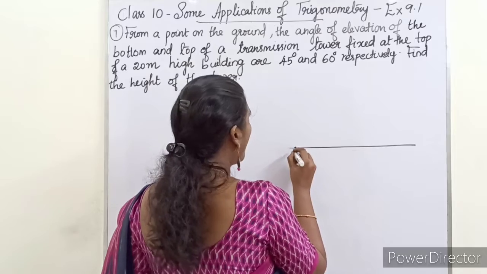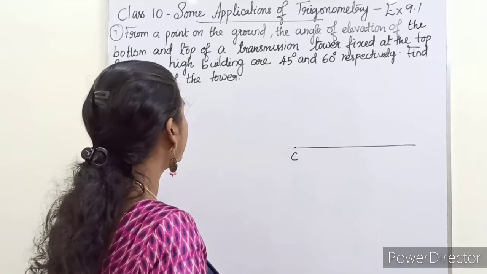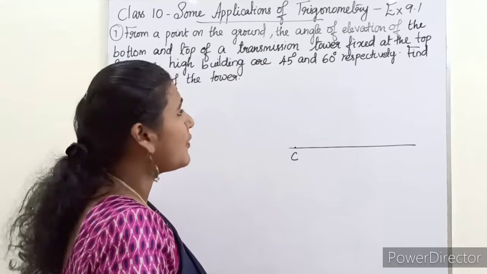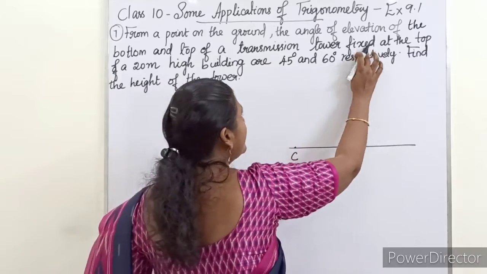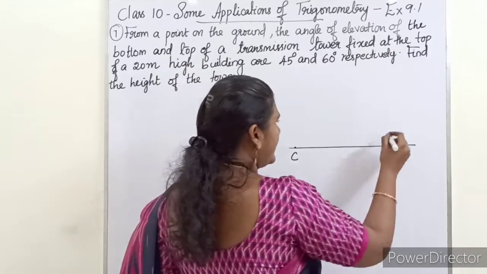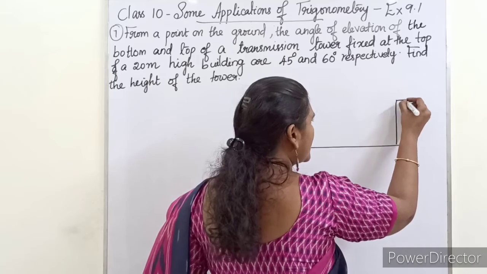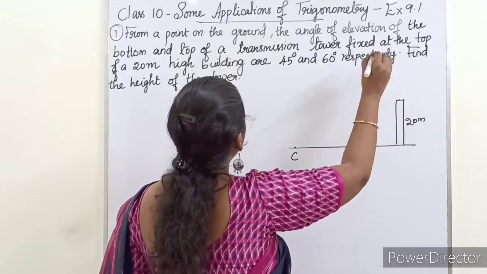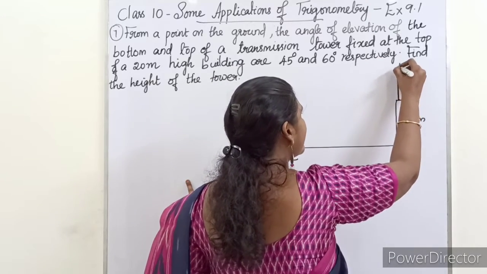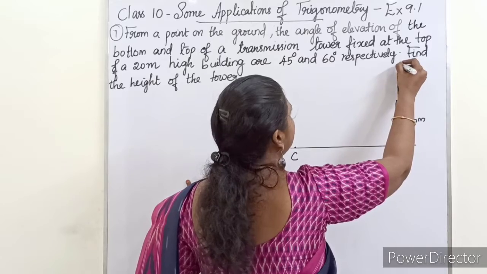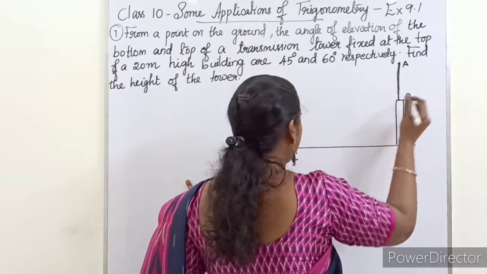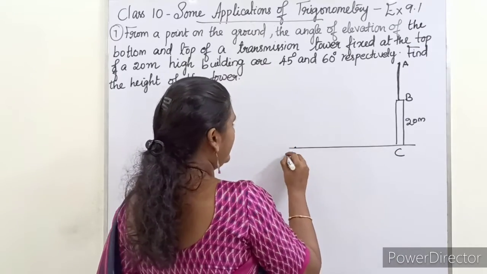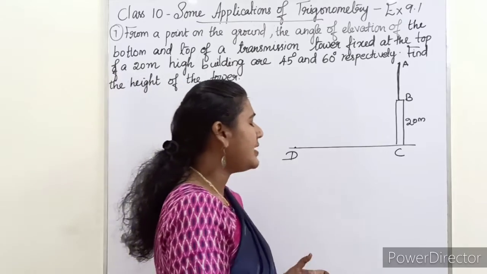Here from a point on the ground, we will denote this point as C. The angle of elevation of the bottom and the top of a transmission tower fixed at the top of a 20-meter high building. So here we have a building. So this is the 20-meter high building. On the top of this we have fixed a transmission tower. So this is our transmission tower, and this we will denote as AB, this we will denote as C, and this one D. Okay.